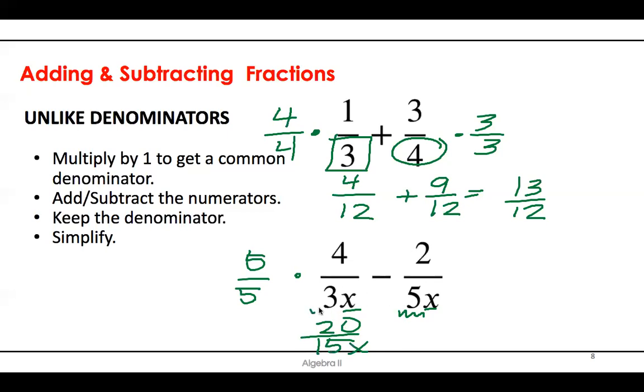For this one, I'm going to use the 3. So I'm going to multiply by 3/3. And this is subtraction, so 2 times 3 is 6, and 5 times 3 is 15. Keep the x. So now I have the same denominator. 20 minus 6 is 14 over 15x. And that can't be simplified, so there I have it.